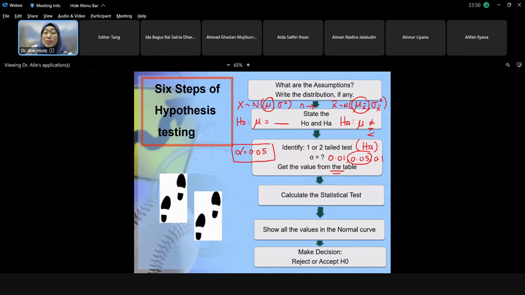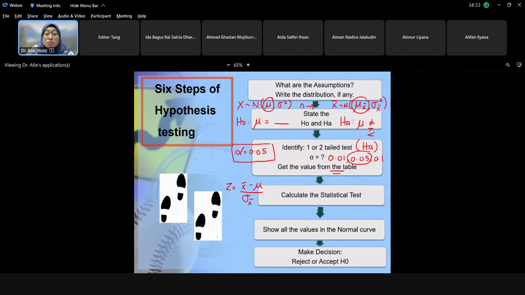And then the next one, calculate the statistical test. What does it mean? You need to use this formula right here. Z is equal to x bar minus mu divided by sigma x bar. If you forget this formula, you can always refer to your normal table, where the formula is actually given in the up left corner of that table, in the first column, and then it shows all the values in the normal curve.